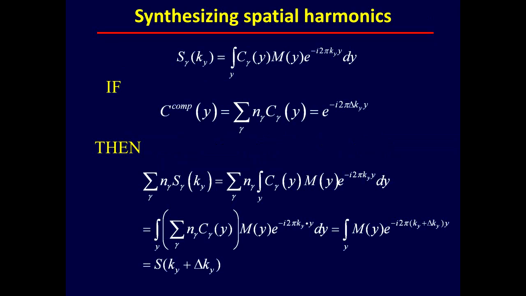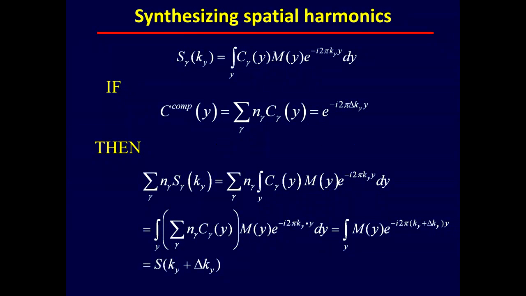So to understand these techniques, we have to go back to the signal equation here. Let's review this equation. This is a k-space-based signal for channel gamma. Again, this is your coil sensitivity, your signal, your Fourier encoding.